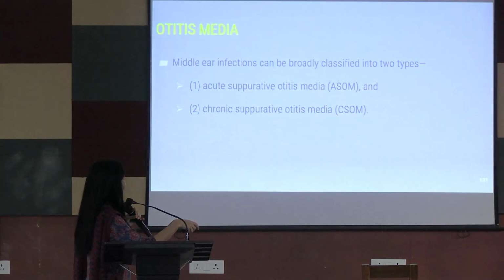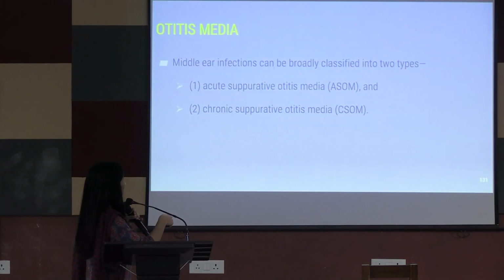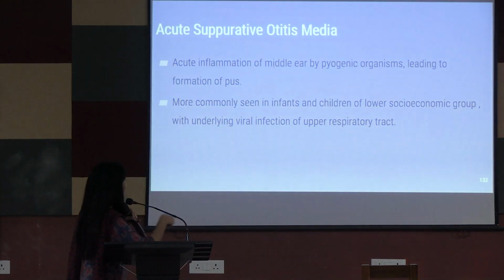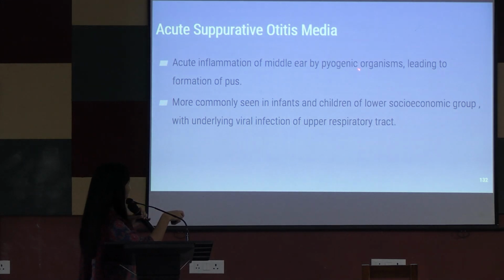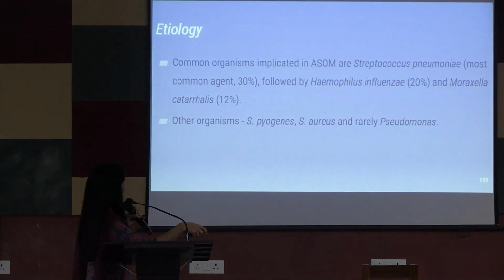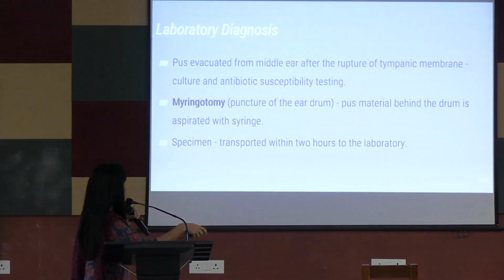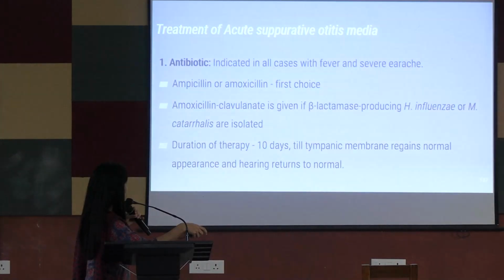Okay. There are two kinds of otitis media. Otitis media means middle ear is involved. Acute suppurative and chronic suppurative. Acute suppurative is acute inflammation by the pyogenic organisms. And chronic is what? What is chronic?